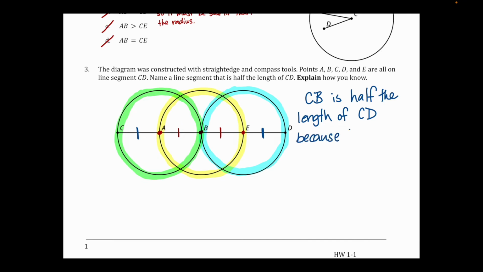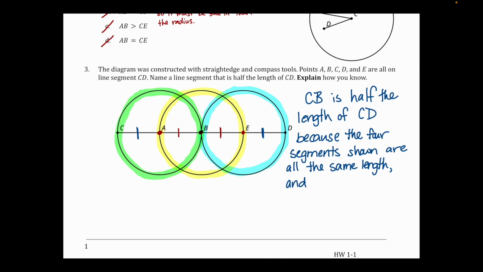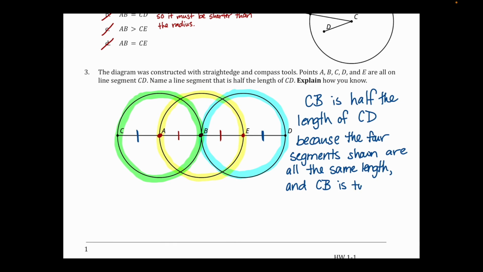because we'll say the 4 segments shown are all the same length and CB is 2 of those 4 segments.